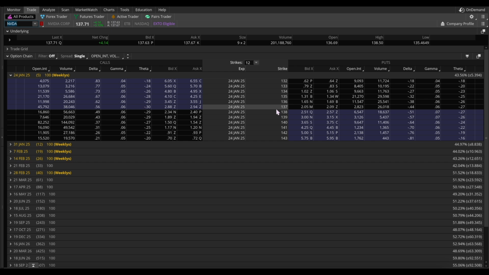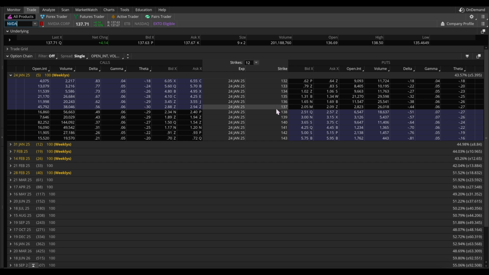Now, conversely, out of the money options have a strike price that is above for calls and below for puts. The thing about these options is that they have no intrinsic value. Their value comes solely from time and implied volatility. So out of the money options are cheaper than in the money and at the money options, but they carry higher risk as they have no immediate value.